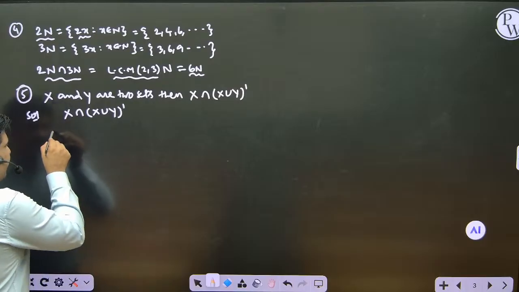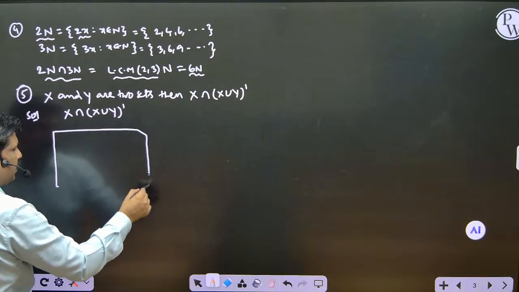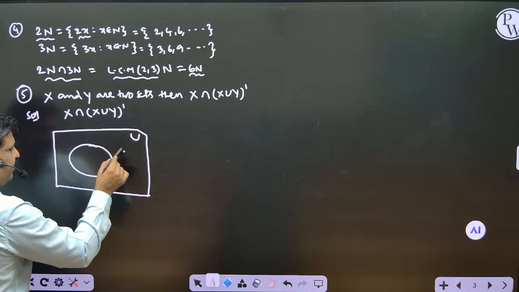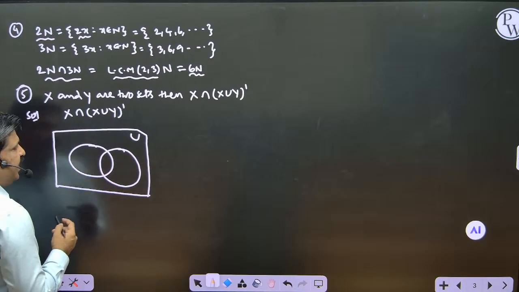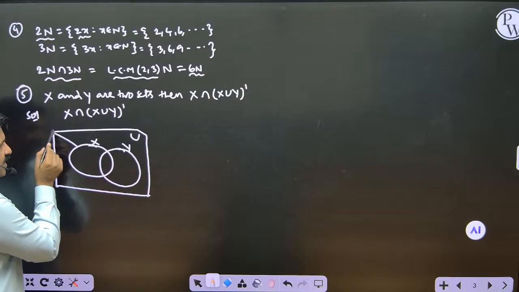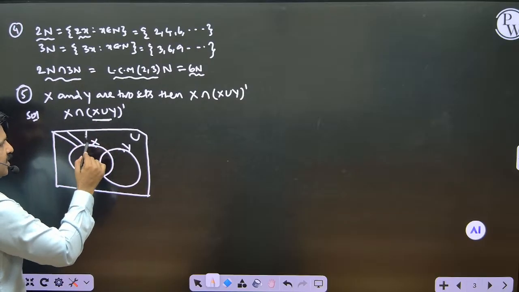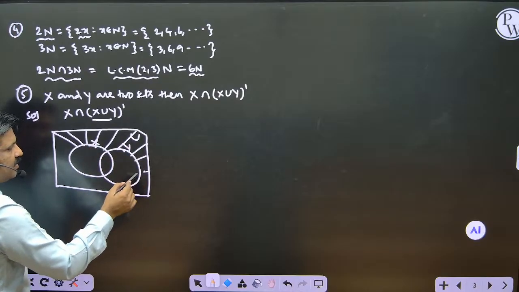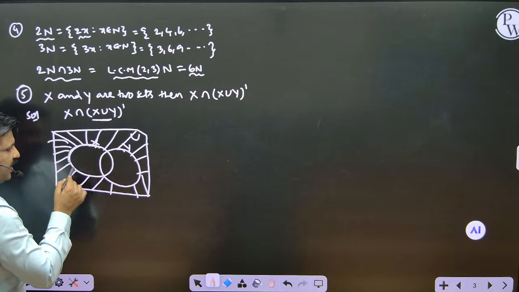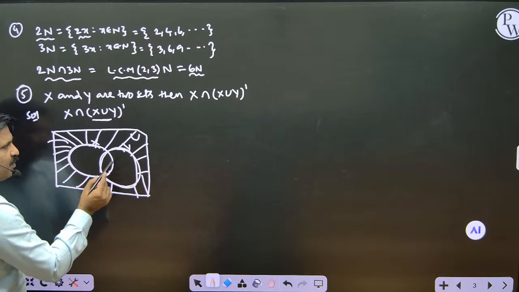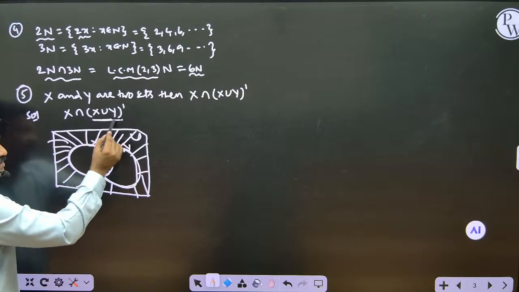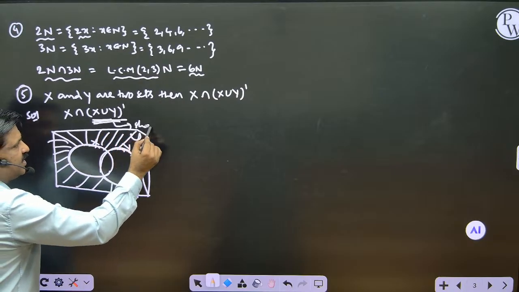For that I am drawing a Venn diagram here. Universal set. Easily we can get it. X union Y, Amma. This is X and this is Y. This is X union Y. But he asked X union Y whole complement, means this part. Its complement means from the universal set you delete this one. Then that shaded region gives this part.